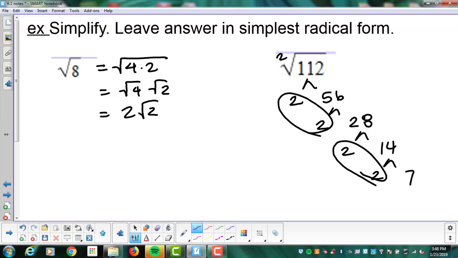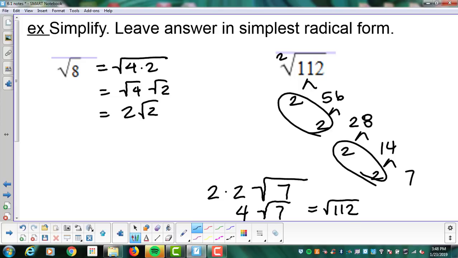So you can do it a couple different ways. But what I usually do is I take 1 from each group outside the radical, and then the 7 goes underneath the radical. So 2 times 2 is 4, times the square root of 7 is the equivalent of the square root of 112. So if we had known that 16 was a factor of 112, then we could have done it that way. But I wasn't aware of that, right off the top of my head anyway.